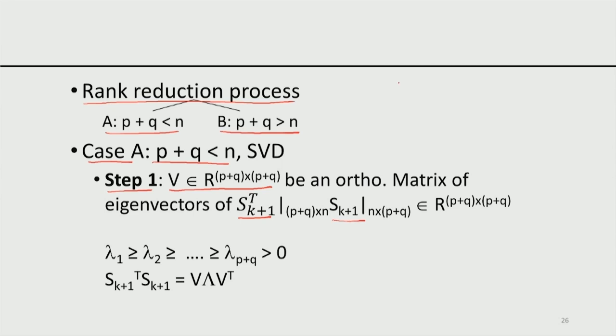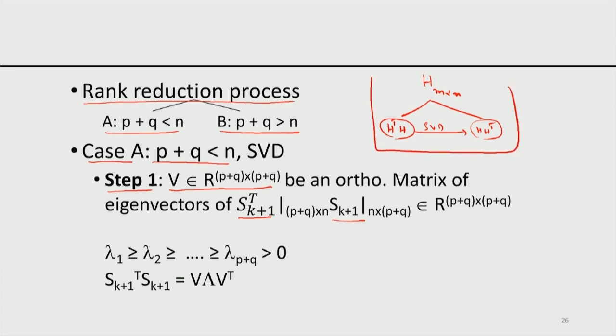Please remember that. I would like to relate some basic ideas. In our static case, we had H is equal to M by N. So we had two kinds of Hessian matrix, Gramian matrix, H transpose H and H H transpose. By doing an eigenvalue decomposition of one of them, I derived an eigenvalue decomposition of the other one using SVD. The same principle is applied here, but H is going to be replaced by the matrix S_{k+1}.